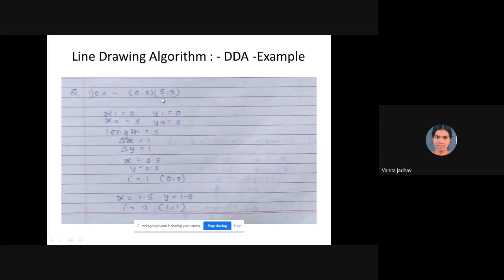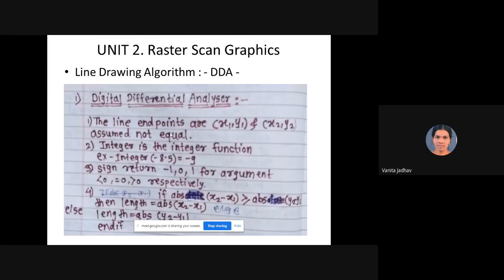So what is given to us? Only two endpoints are given, and from that we have to apply this algorithm. So we got two endpoints. Now we have to apply the integer function, we have to apply the sine function, and in the fourth step it says calculate the length. So how to calculate the length? It is absolute of x2 minus x1 greater than or equal to absolute of y2 minus y1.